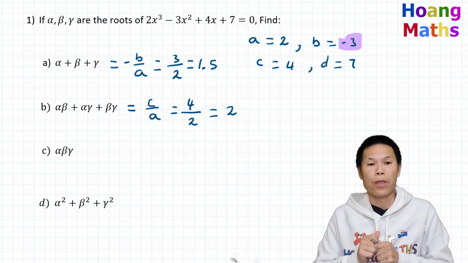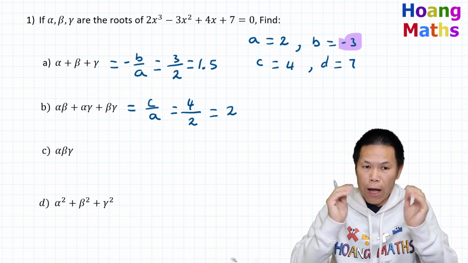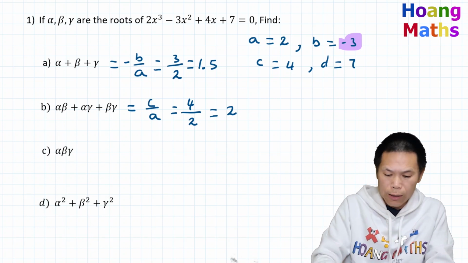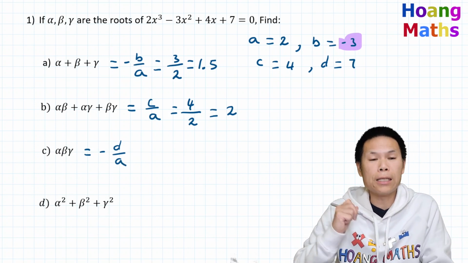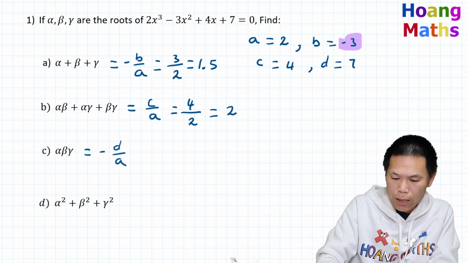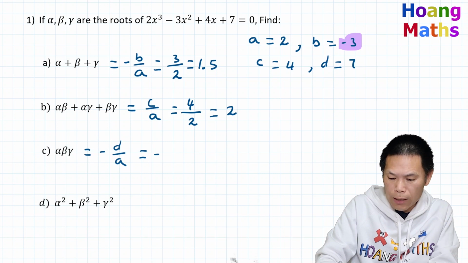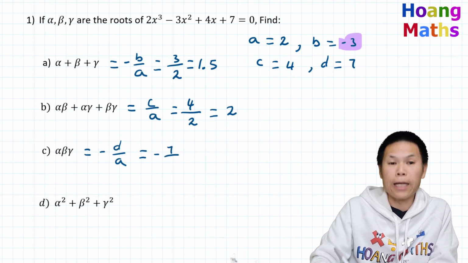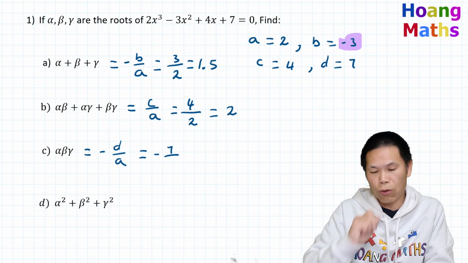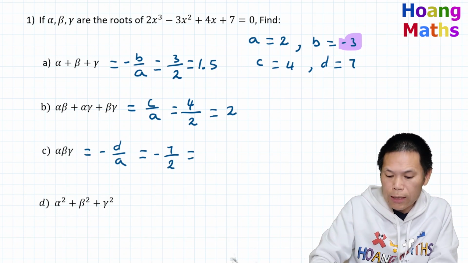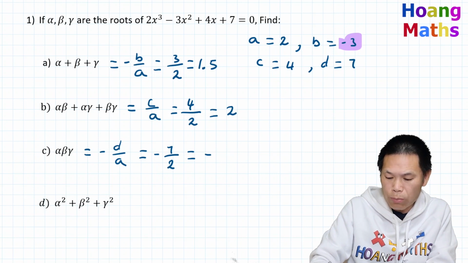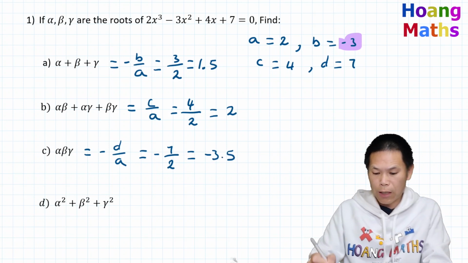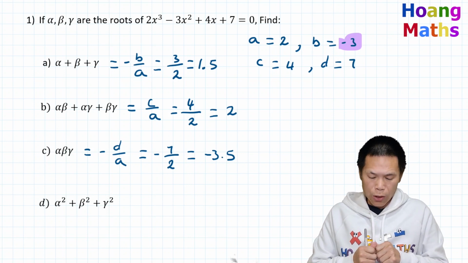So there you go. And to find alpha beta gamma, the rule again is equal to negative d over a. We know that d is 7, so therefore negative d over a is negative 7 over a, and a is 2. So that is negative 3.5, or you can write it in decimal form. So negative 3.5. So there you go.